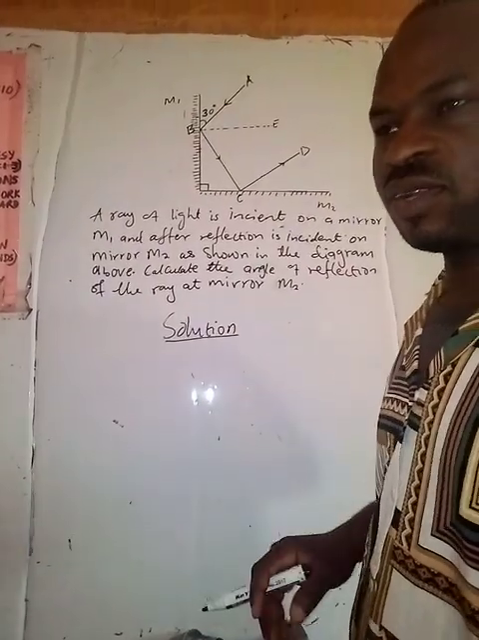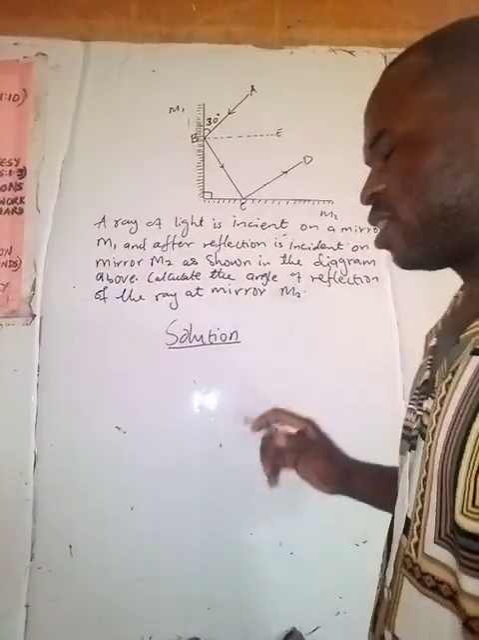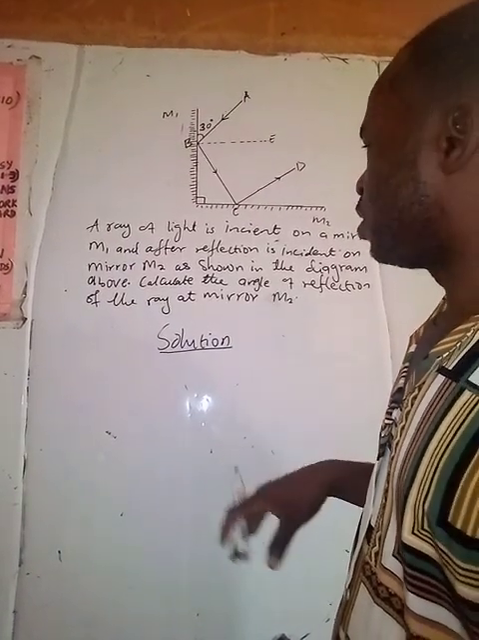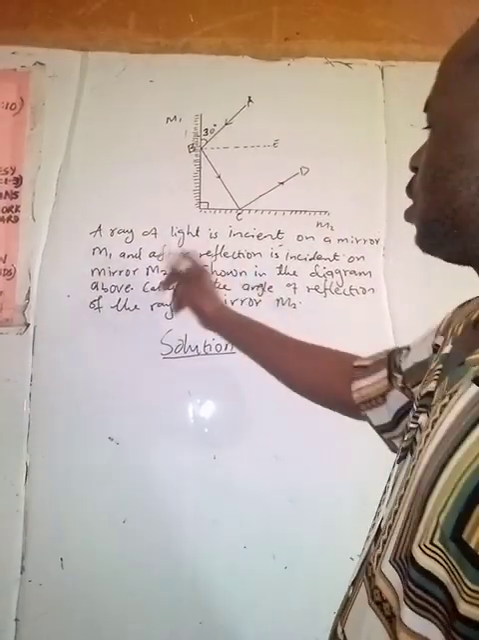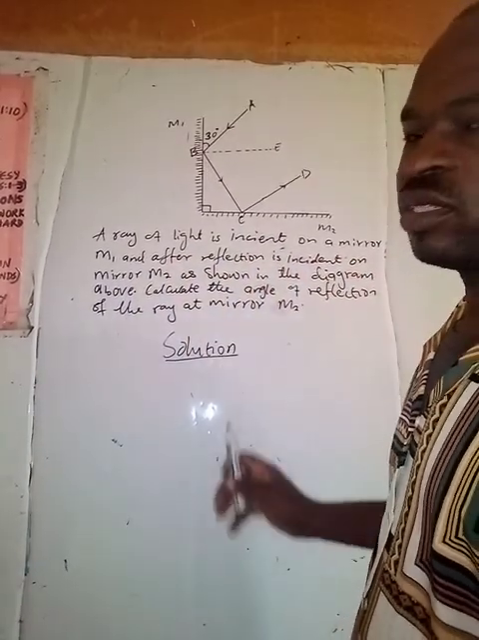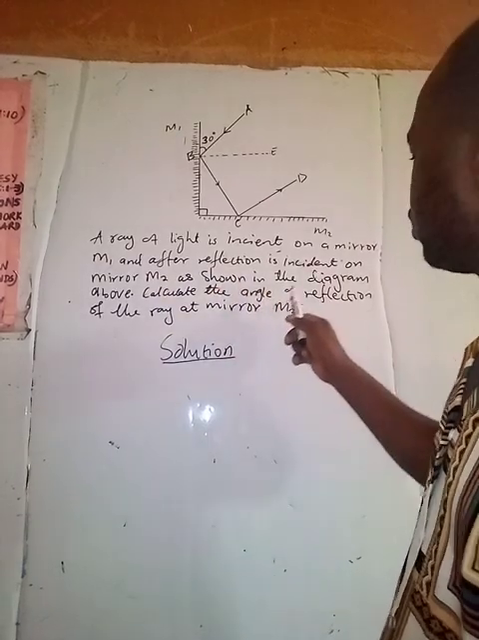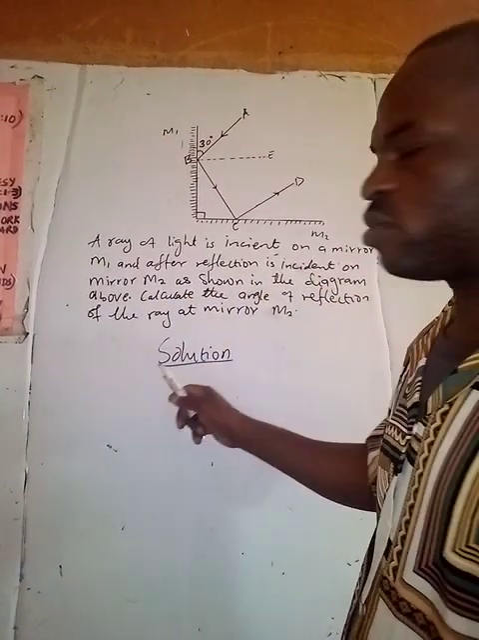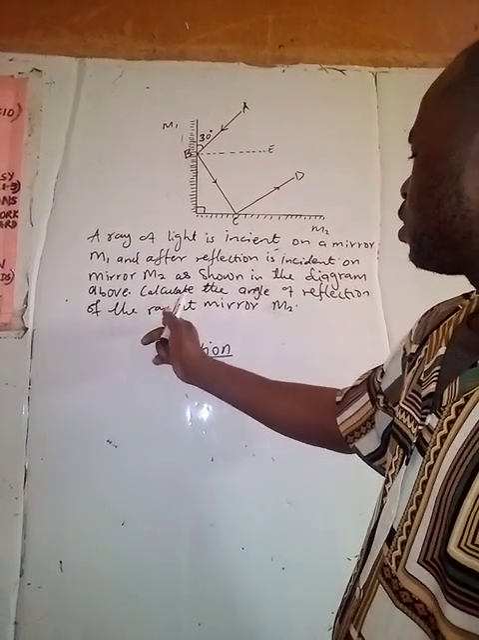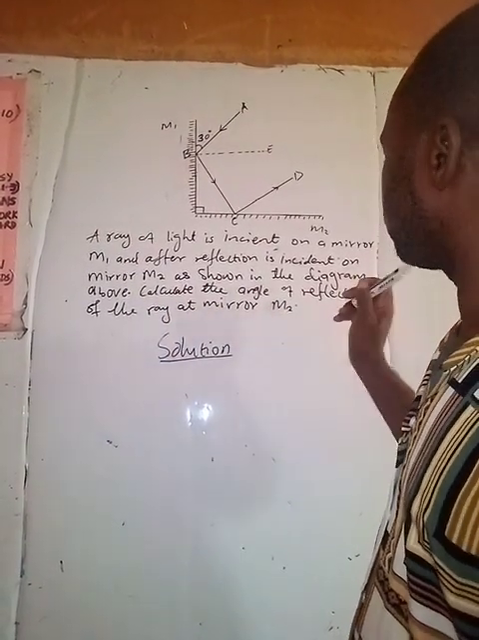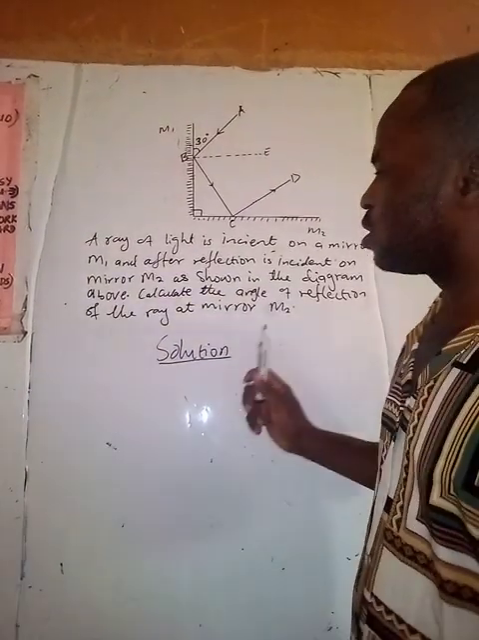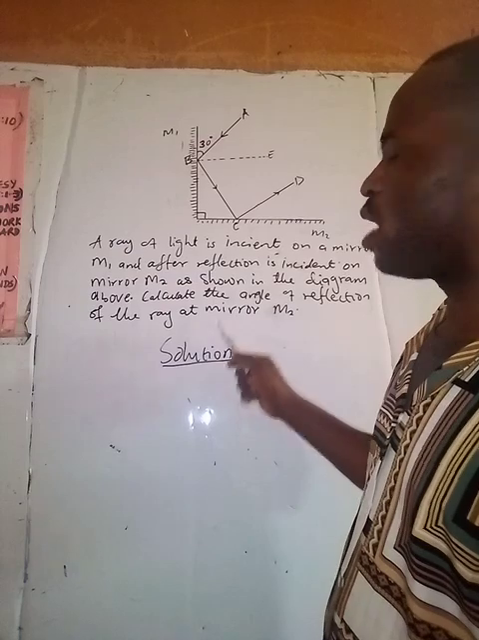Right. Good morning, viewers. Here we have a wave problem, and the question says, a ray of light is incident on a mirror M1, and after reflection is incident on mirror M2, as shown in the diagram above. Calculate the angle of reflection of the ray at M2. So the question says we should find the angle of reflection at M2.